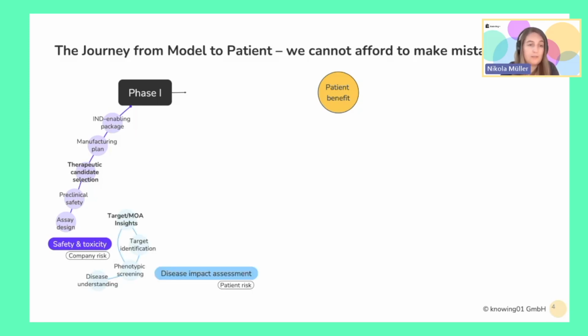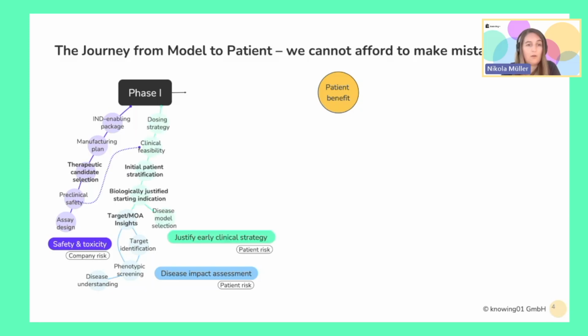Also, many start with disease biology, so the disease impact assessment. Some do all or only parts of it, but nevertheless, it's about trying to understand the disease, because the target or the drug or the therapy that you're developing should modify the disease. It needs to be disease altering, right? And if we make mistakes right at the very beginning, we will not ever be able to have a patient benefit.